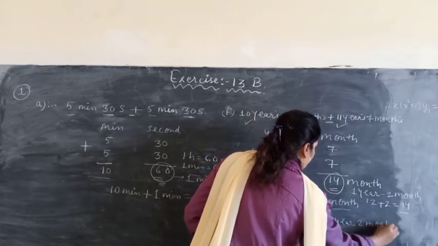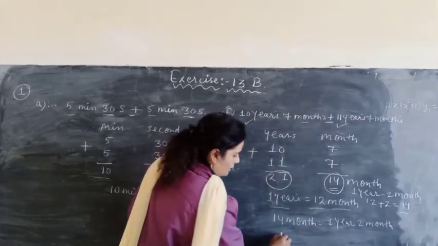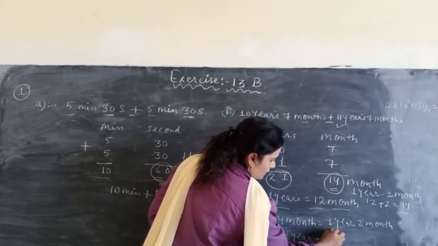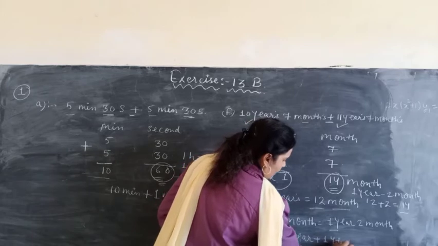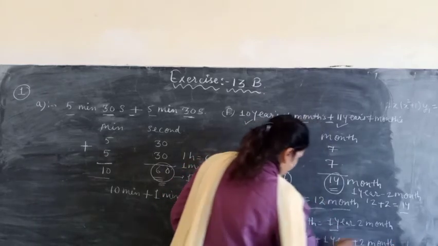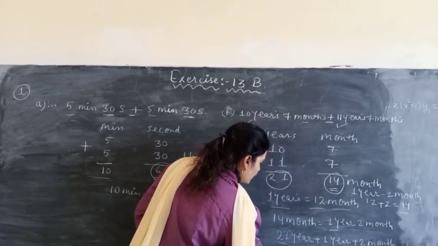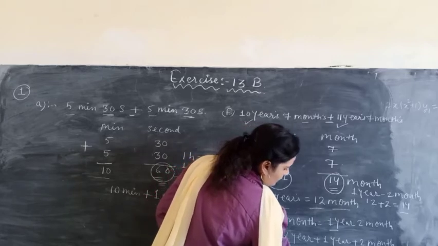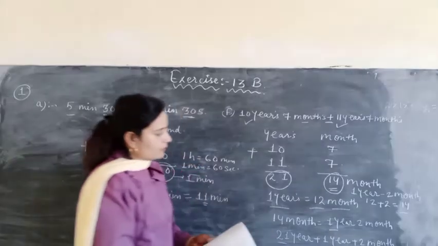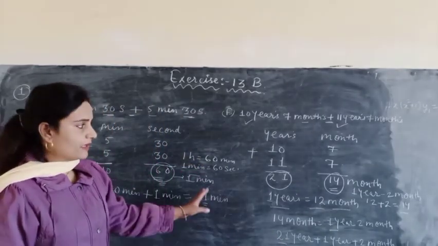Here there is 21 years, so we can write 21 years plus 1 year and 2 months. So 21 plus 1 is 22 years and 2 months. So this is our answer, and you can solve all the remaining questions very easily.